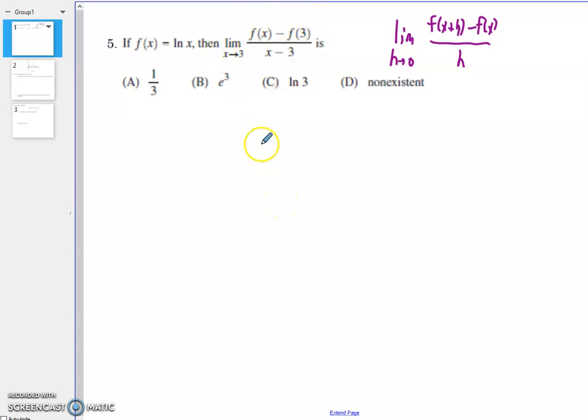And this looks like a slope. If you plug in 3, as many of you discovered, you get 0 over 0. Which is undefined, which is non-existent, but that is not the right answer. So you have to remember that we had this definition for the derivative, that f prime at a, where a is some number, is the limit of x approaches a.